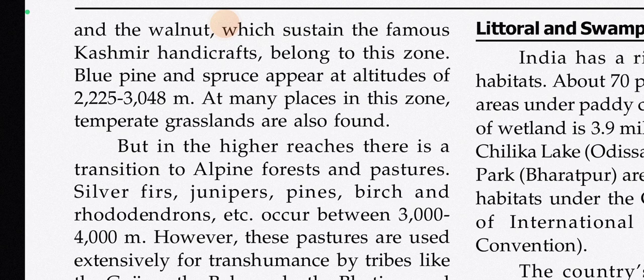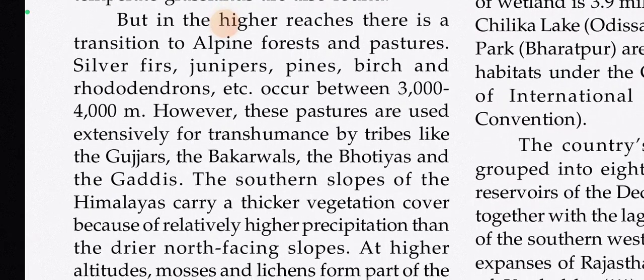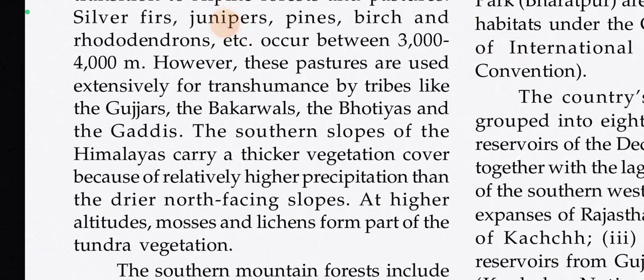At many places in this zone, temperate grasslands are also found. But in the higher reaches, there is a transition to alpine forests and pastures. Silver firs, junipers, pines, birch, and rhododendrons, etc., occur between 3000 to 4000 meters. However, these pastures are used extensively for transhumance by tribes like the Gujjars, the Bakarwals, the Bhotias, and the Gaddis.